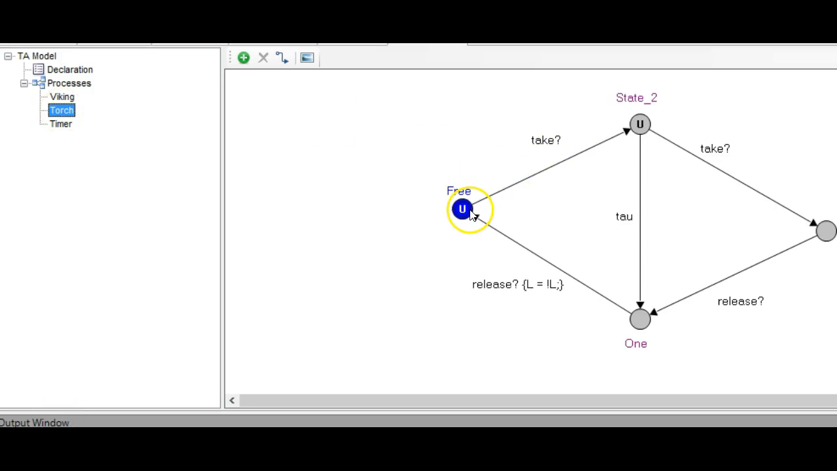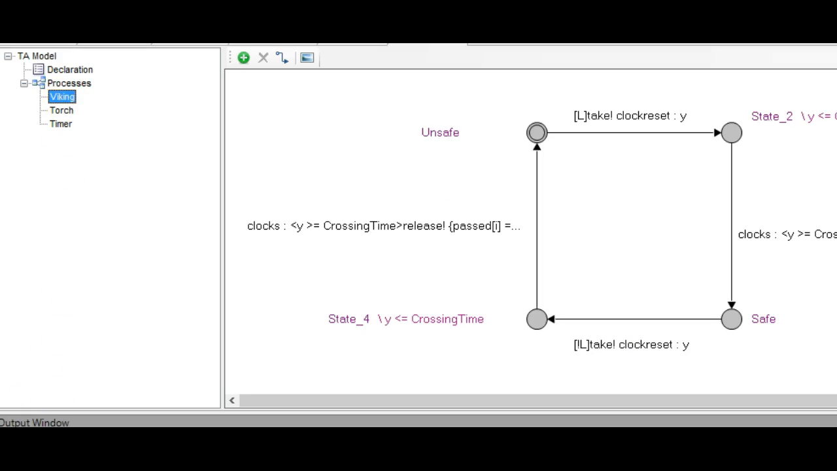The torch process mimics the torch going across the bridge, either with one person going in this path or with 2 people going in this full path. And the last is the person making the move. This one's saying, I want to cross. This one's saying, go ahead and cross. Now we're on the other side. We want to come back. This one's saying, I want to come back. And this one's saying, go ahead and go back. That completes the demo of the process analysis tool.